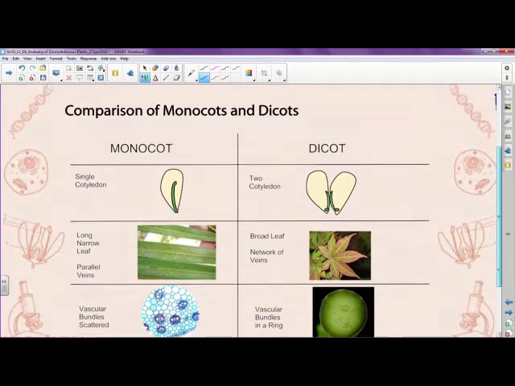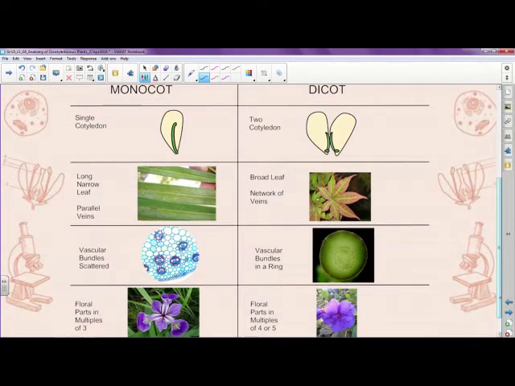I said that when we look at the seed, inside the seed you can see we've got a little part to the seed. And if it's got one little part, one, we call it a monocotyledonous plant. We can use monocot for short. Or if we open the seed and we see it's got two parts, can you see there, two? We're going to say that it is a dicotyledonous plant.